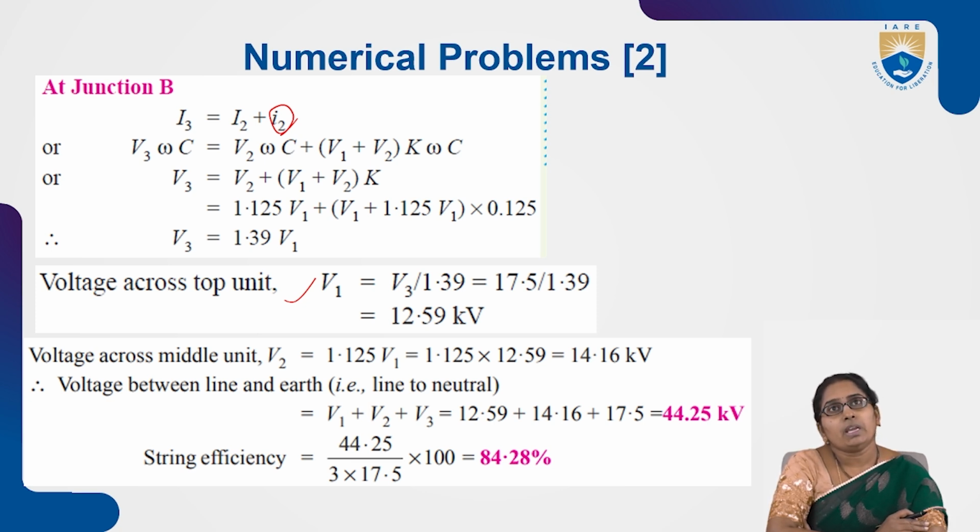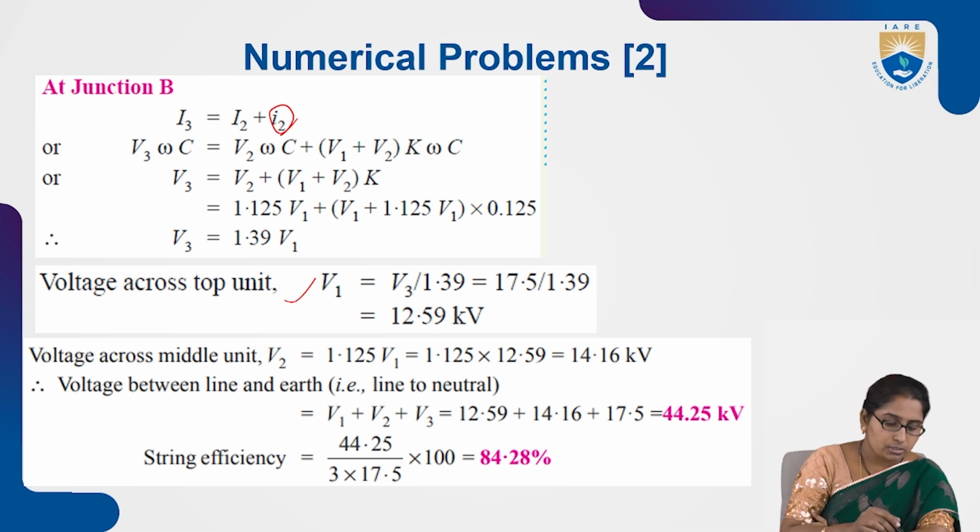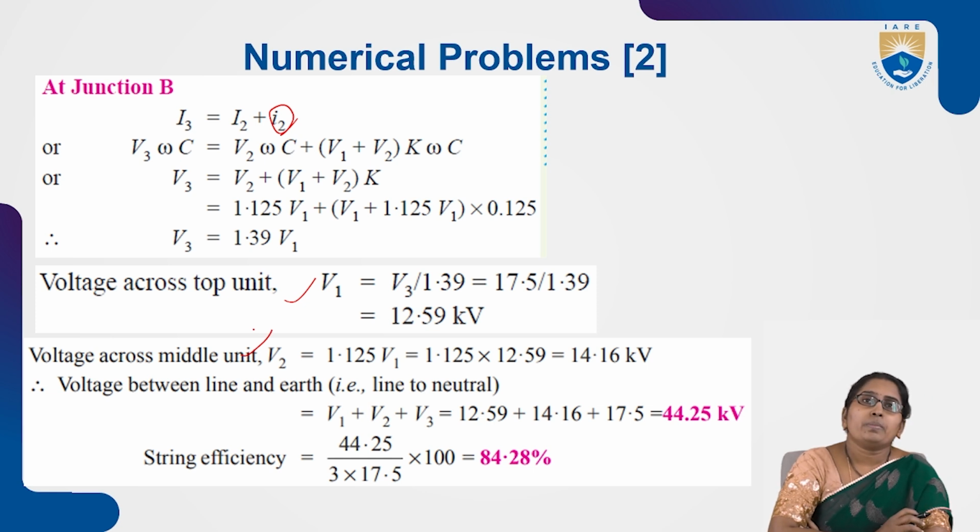Now, because we have the V1 value, and we have a relation between V2 and V1 from the junction A equation, V2 is 1.125 V1. So substitute there and also calculate V2. So finally we have all the values: V3 already given, V1 and V2 calculated.